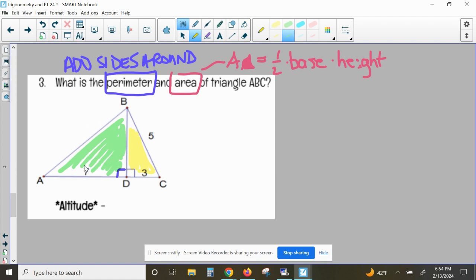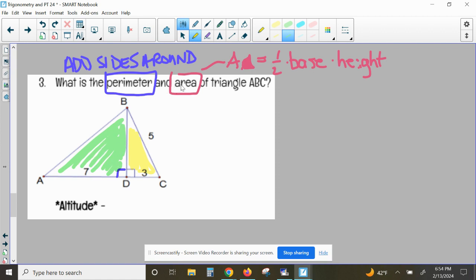But if I look at this green triangle, it looks like I only have one itty bitty thing so far. And you can't really get anything if you only have one piece of information. If I have an angle and a side, I could use sine, cosine, tangent. Or if I have two sides, I can use Pythagorean theorem. But I can't really do much with just a 7. That's all I have in the green guy. So let's look at the yellow guy.